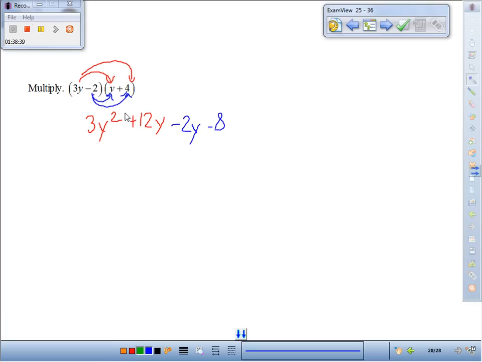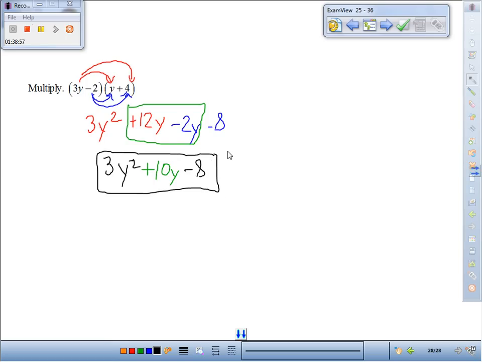Let's combine like terms. These two right here, what is 12y minus 2y? 10y. Bring everything else down, the 3y squared and the minus 8. And we're done. Number 26. Did everybody see what we did here? All we do is distribute and simplify by combining like terms.